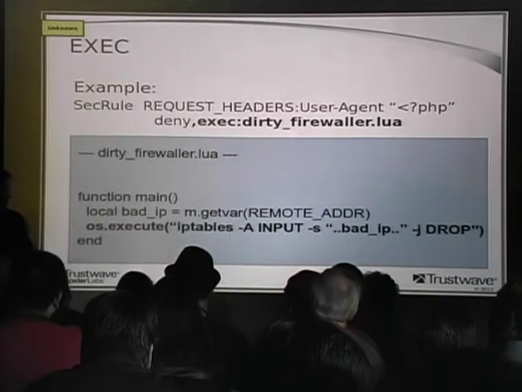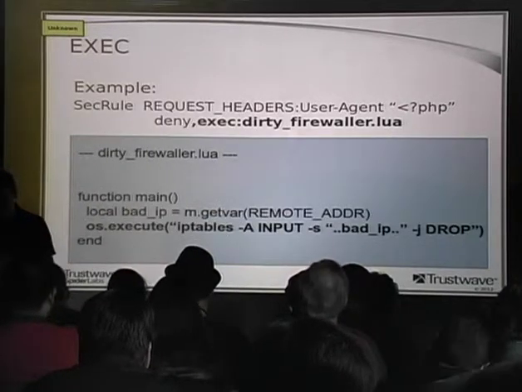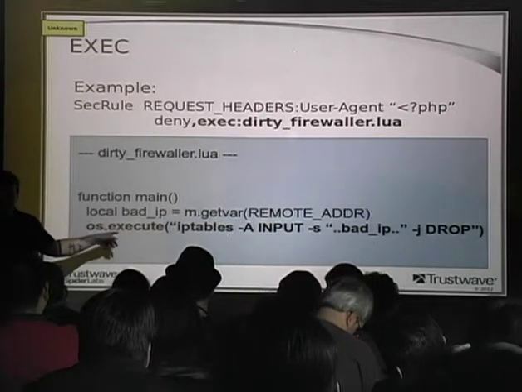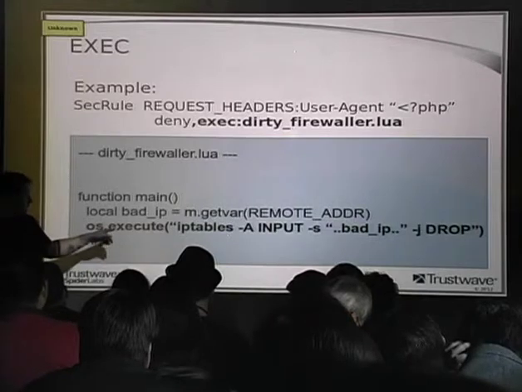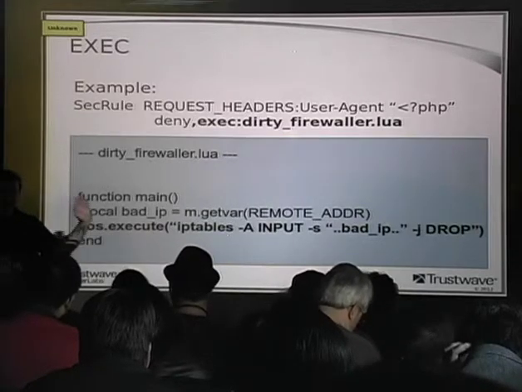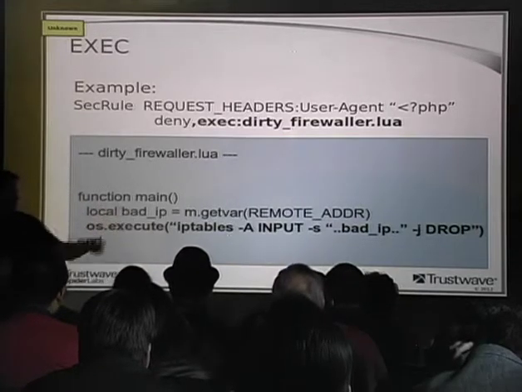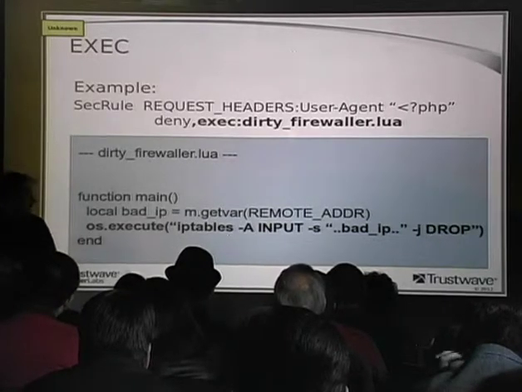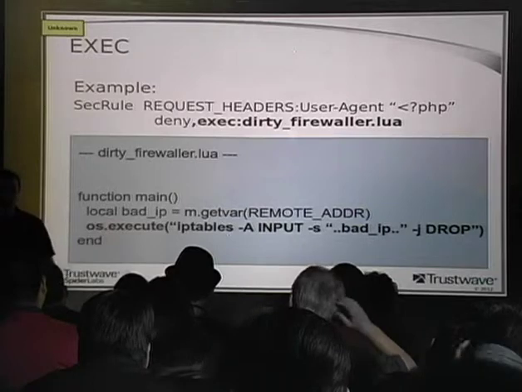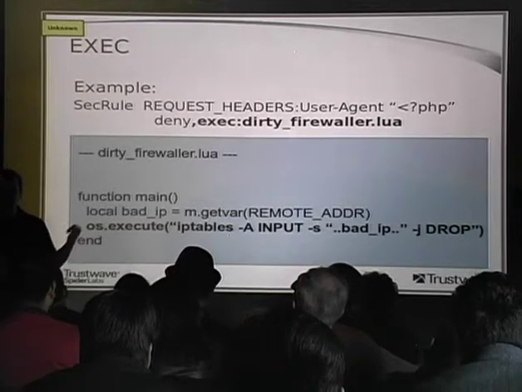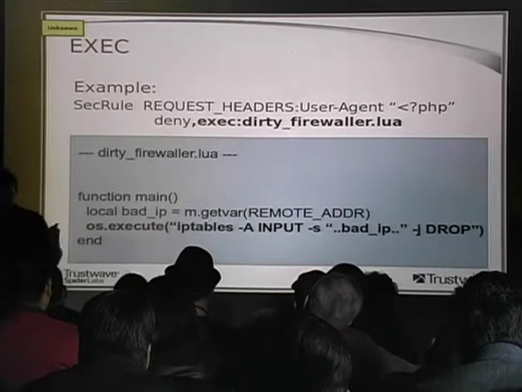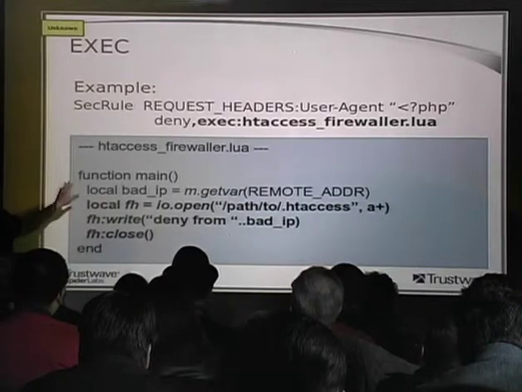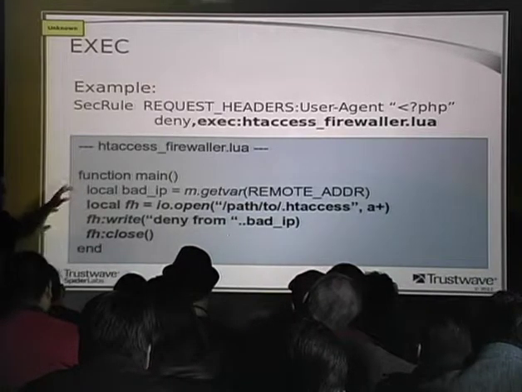So then I'm going to do an os.execute, which is really dirty and scary. But this is why everybody here should know why you shouldn't do this. But you run os.execute, you basically run iptables, and you drop all requests from that IP address. This is fairly safe because it's hard to inject non-IP addresses into a remote address, but you can do it. I know how to do it. It's a bad configuration.